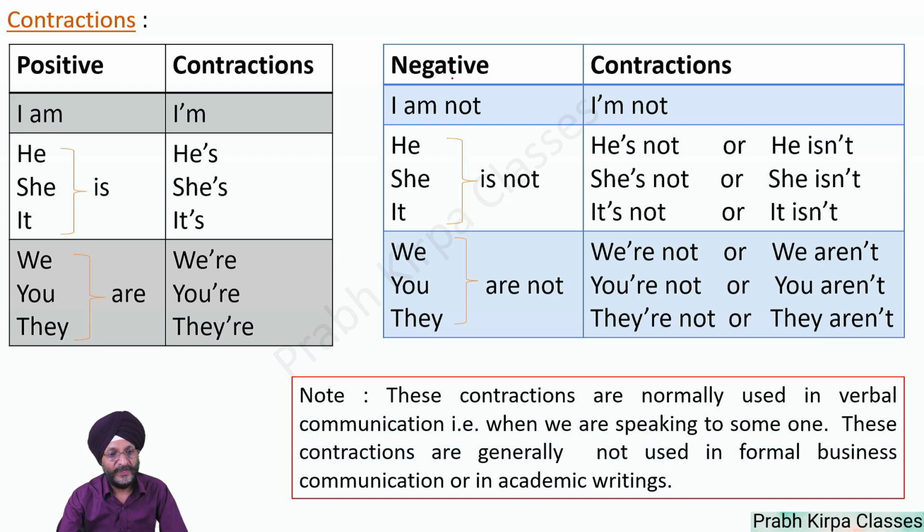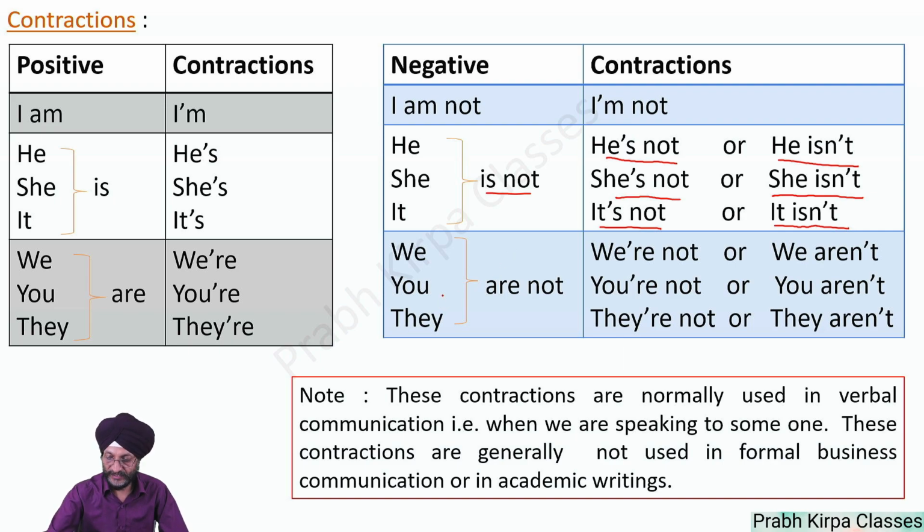In the case of negative sentences, contractions: I am not becomes I'm not. He is not, she is not, it is not becomes he isn't, she isn't, it isn't. Or it may be written as he's not, she's not, it's not. And in the same way, in the case of we are not, you are not, and they are not, we have the contractions aren't.